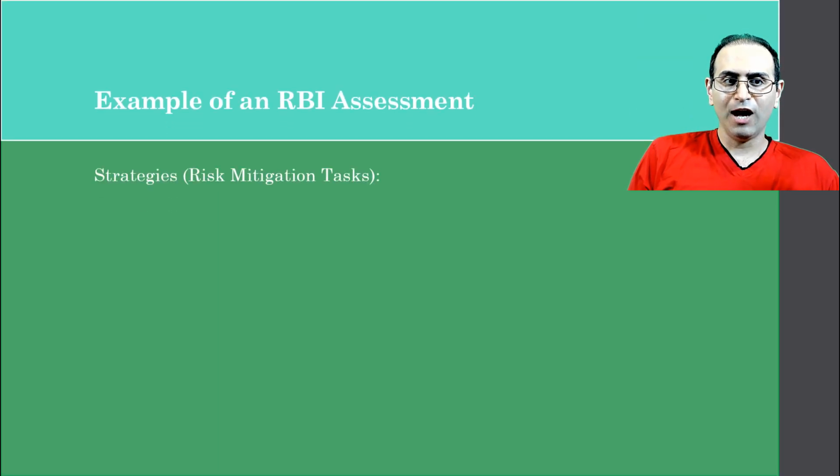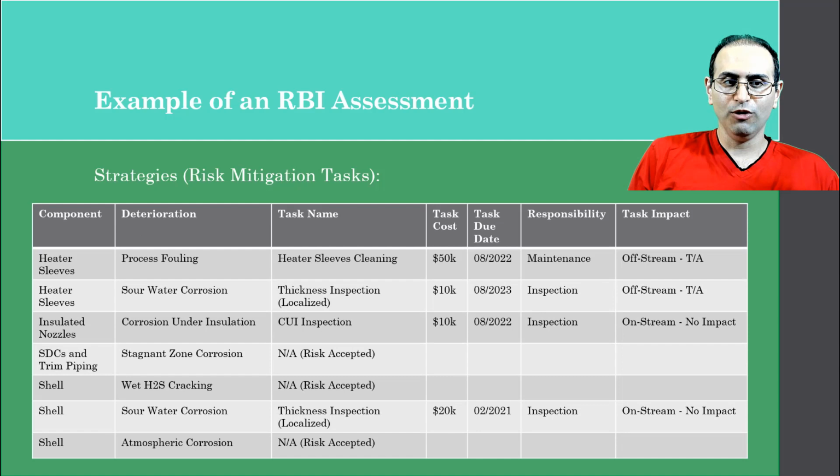So now we determine the strategies, or the risk mitigation tasks. Now we know the components, the deterioration, and the risks, so we determine the tasks that need to be done to reduce the risk, to mitigate the risk, the total cost of that task, and the task due date. We determine the task due date, meaning the task needs to be done before that date. Otherwise, the risk might escalate, or we will be non-compliant. And it's a kind of risk to the facility because it has liability for management.